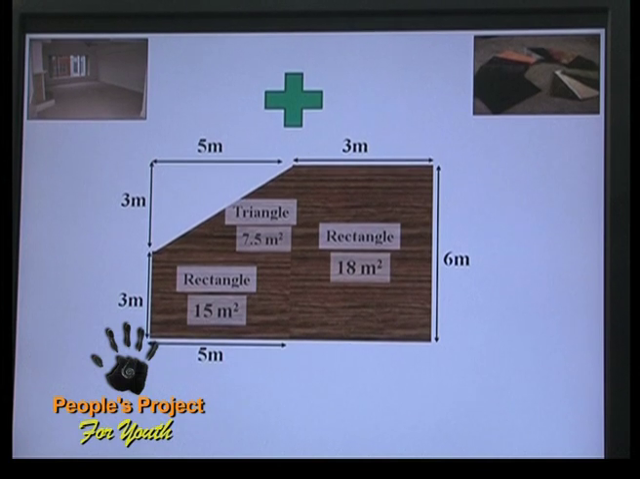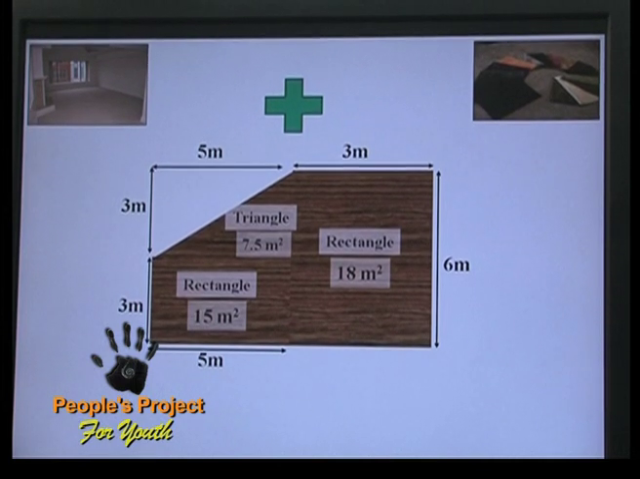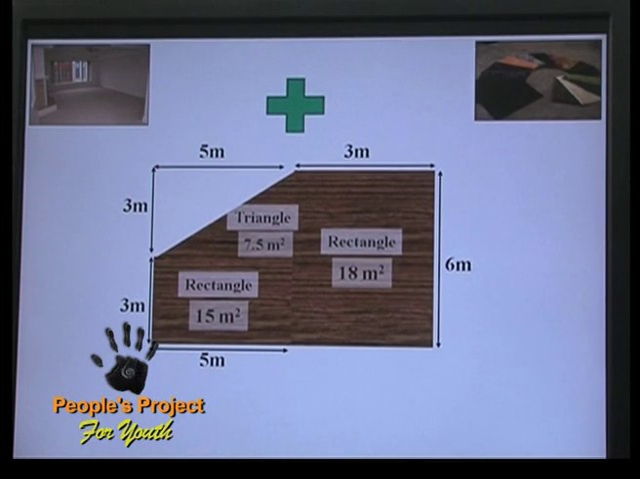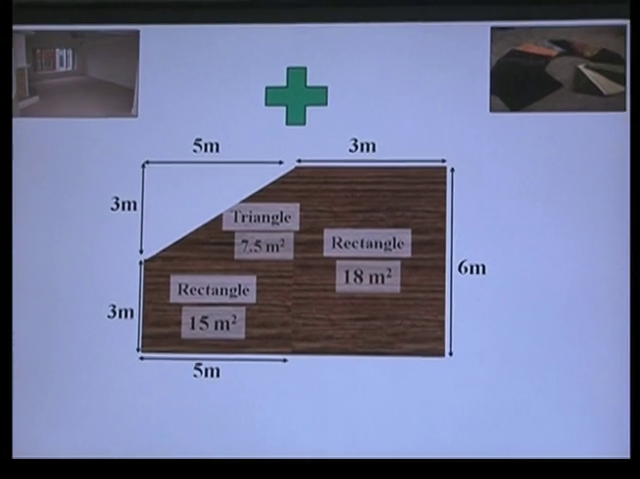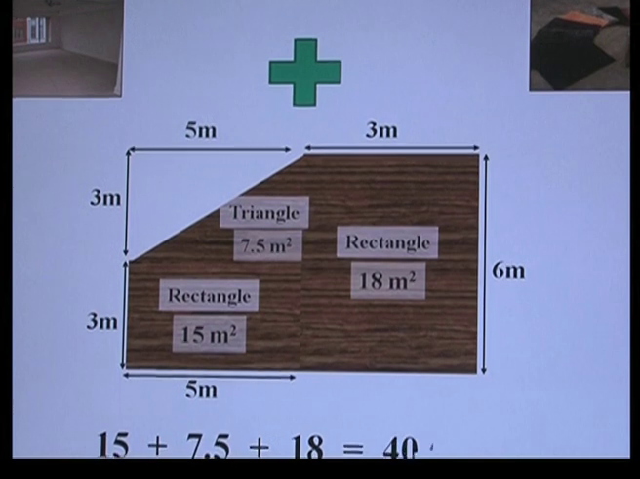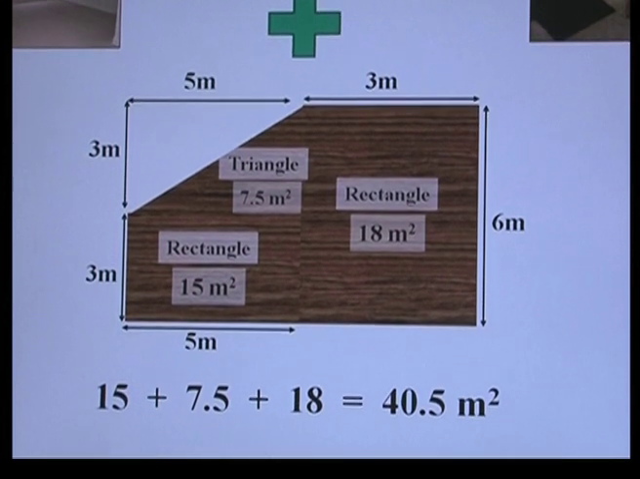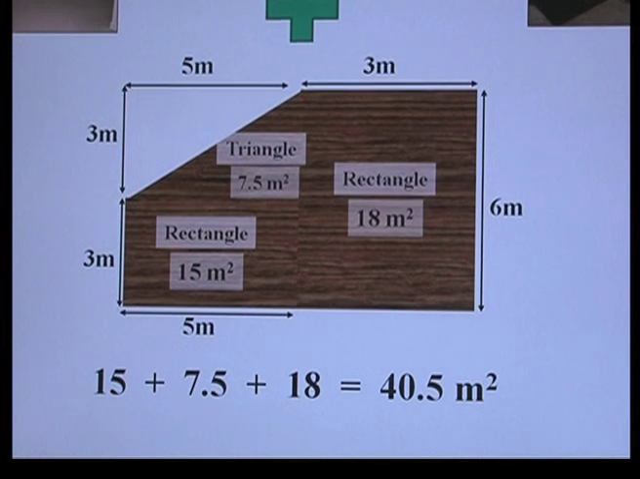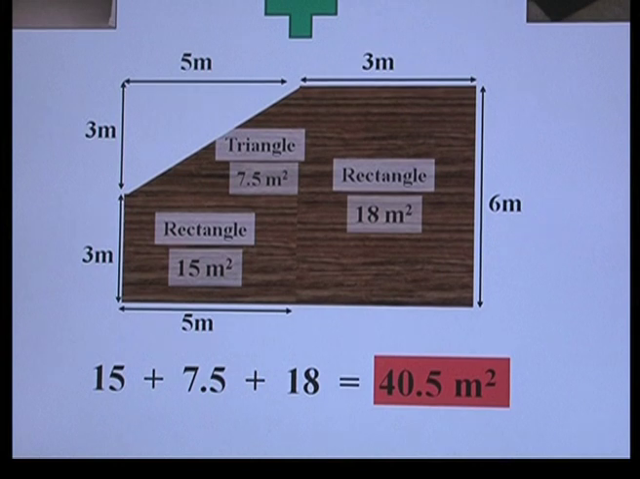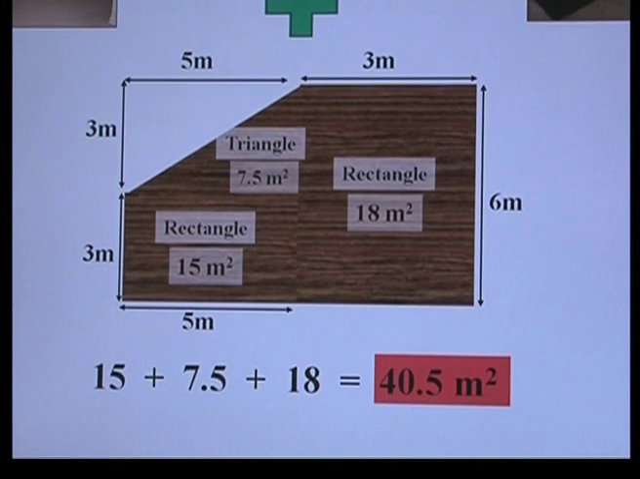So to find the total area of the compound shape, all we need to do is piece those individual shapes back together again and add up all of the individual areas. So we've got 15 metres squared plus 7.5 for the triangle plus 18 for the rectangle, and that gives us a total area for this compound shape of 40.5 metres squared. And with that knowledge, we now know the area of the floor of our room and therefore how much carpet or wood we will need to buy to cover it.